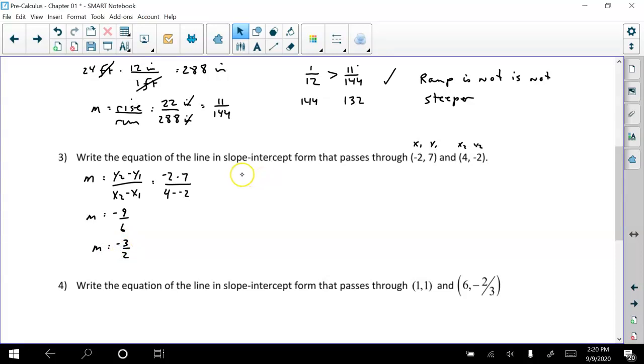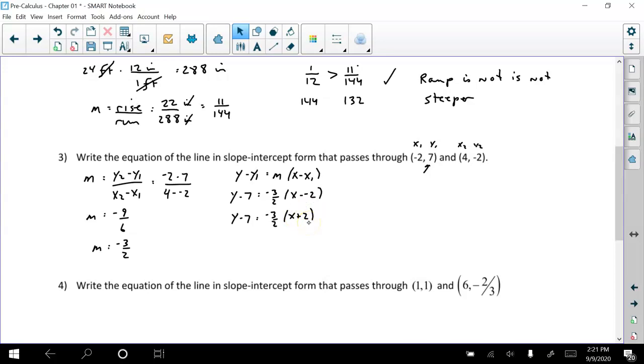So now I'm going to use my point-slope form. y minus y1 equals m times x minus x1. And now we can pick either one of those given points. I'm going to pick the point negative 2, 7 just because. So I have y minus 7 equals negative 3/2 times x minus negative 2. So I have y minus 7 equals negative 3/2 times x plus 2.